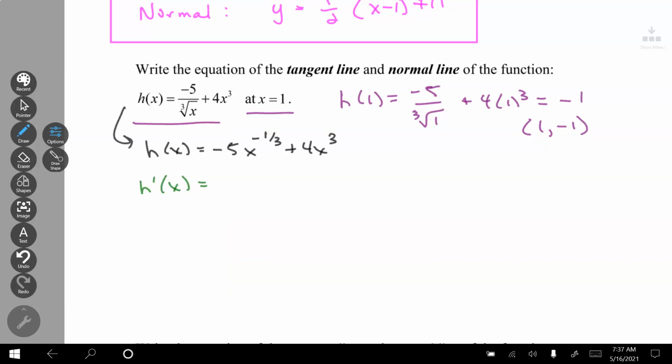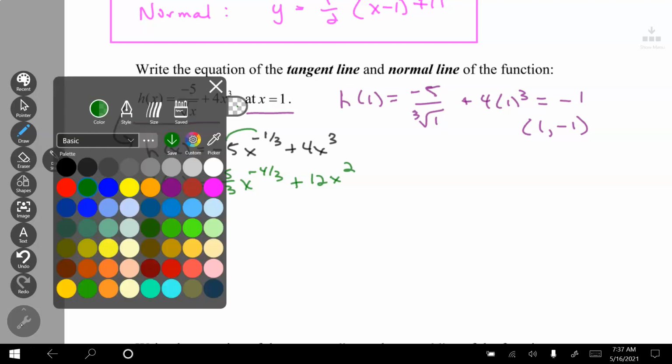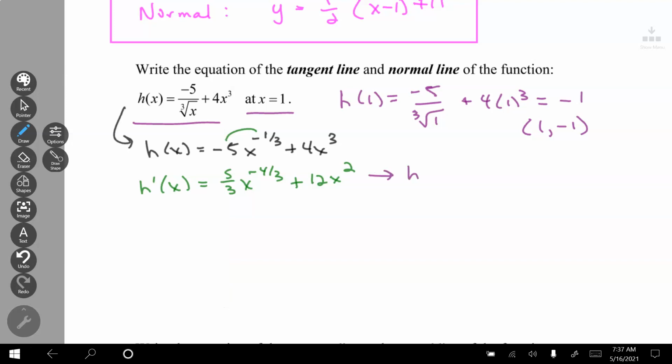h prime of x is equal to positive 5 over 3 x to the negative 4/3 plus 12x squared. Okay, and now I have to find the derivative at that one special point using x equals 1. I get 5/3 times 1 to the negative 4/3 plus 12 times 1 squared. And like I said, the great thing about 1 to any power is that it is equal to 1, so h prime of 1 is equal to 5/3 plus 12, which is 41 over 3.